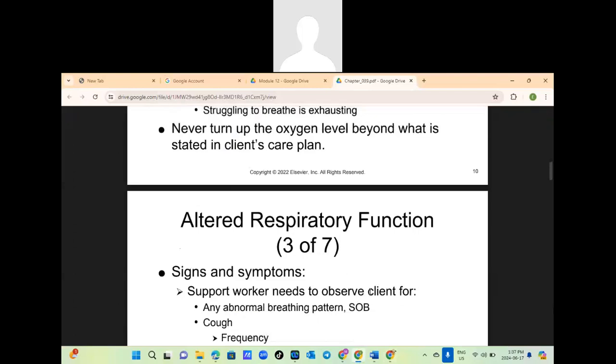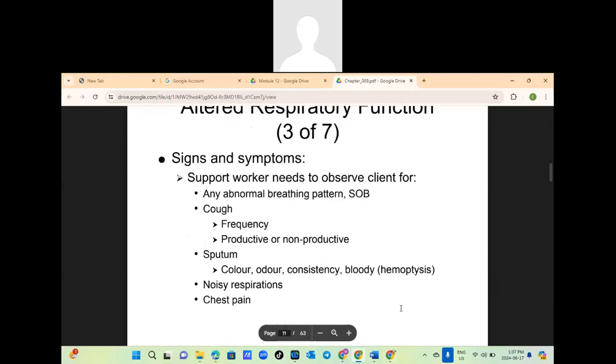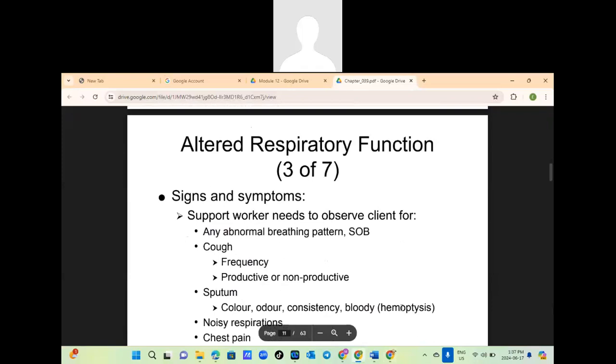So let me see over here. Okay, so that's the one. All right, so signs and symptoms. Support workers need to observe the client for signs and symptoms of altered respiratory function. You're going to observe if there's any abnormal breathing pattern or shortness of breath. If the client is coughing, observe how often, the frequency. Is it intermittent or consistent?